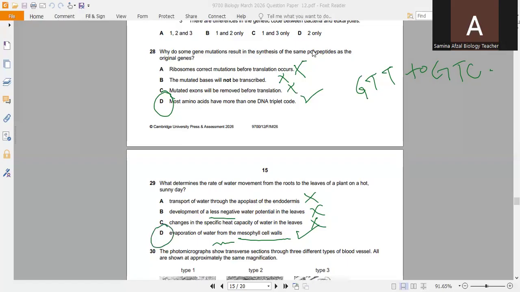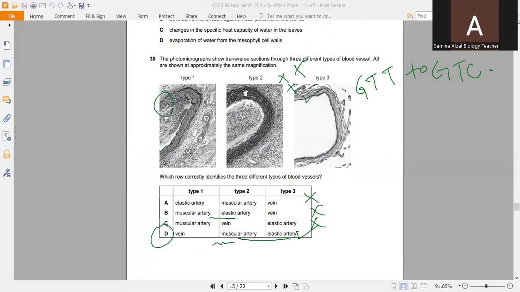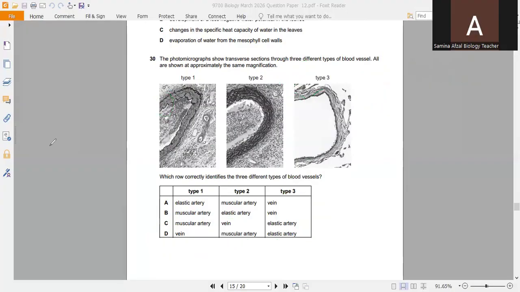Now moving towards question number 30. The photomicrograph shows a transverse section through three different types of blood vessels. All are shown at approximately the same magnification. Type 1, type 2, type 3. Type 3 is very clear. This is a vein because it has thin walls and a large lumen. With a large lumen and thin walls, it is definitely a vein.